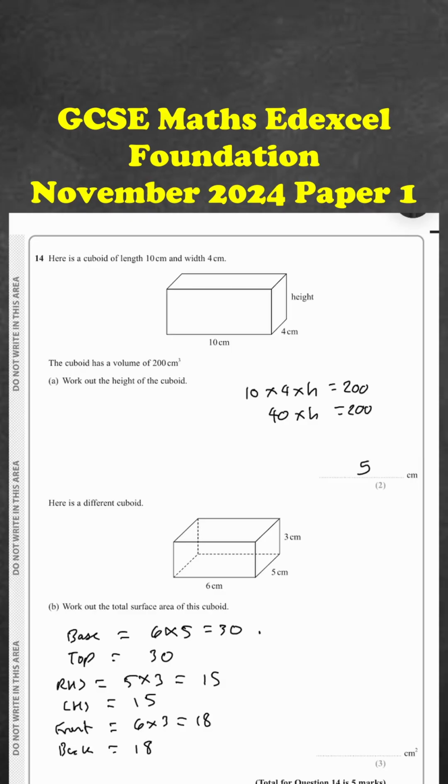So we're going to have 30 plus 30 is 60, plus 15 plus 15 gives you 90, plus 18 is 108, plus 18 again is 126 centimetres squared.